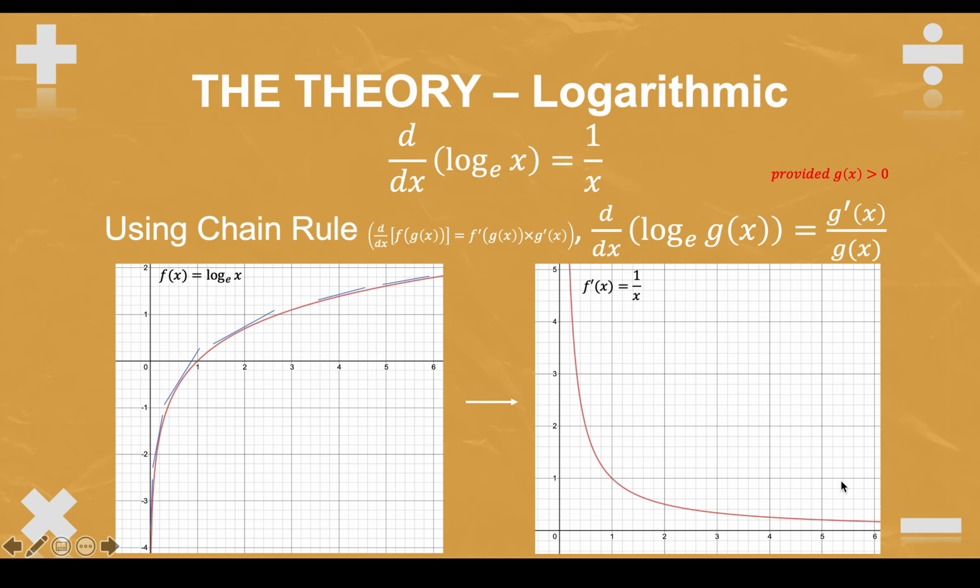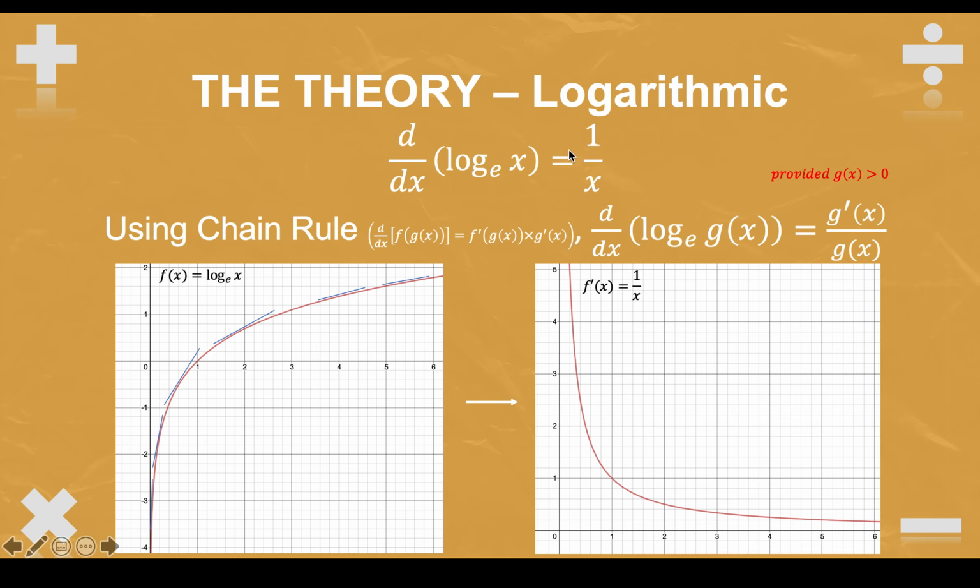Okay? Now, using the chain rule again, if we have d dx of f of g of x, that'll give us f dash of g of x times g dash of x. We can get a bit more general expression for the derivative of log e g of x, which is g dash of x divided by g of x. Now this is all provided g of x is greater than 0.